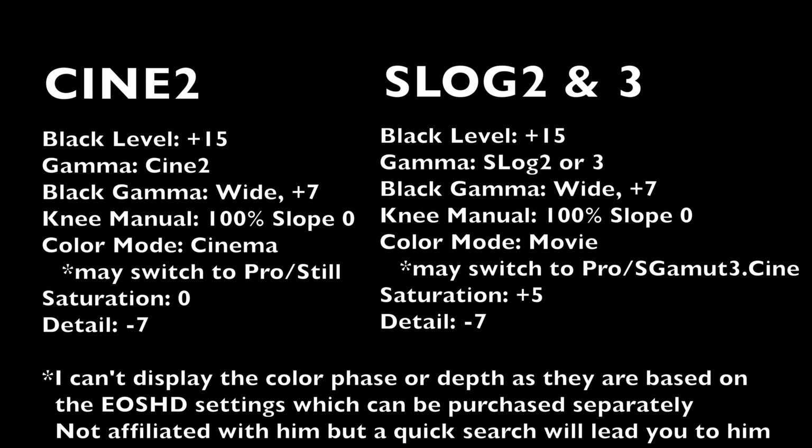Okay, moving on to detail. I have it set to -7, and basically what detail is, is in-camera sharpening. Most people will tell you to set that to the lowest number possible, -7. Basically what it does is it gives you the most amount of detail actually at -7, because there isn't in-camera sharpening that is taking away from the detail.